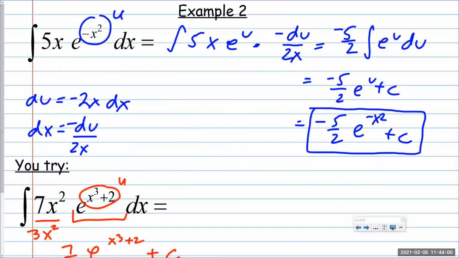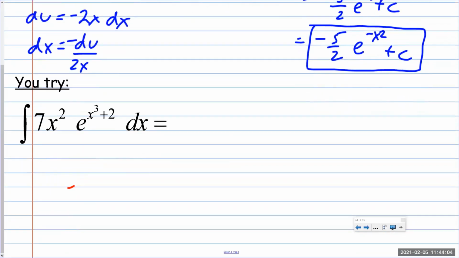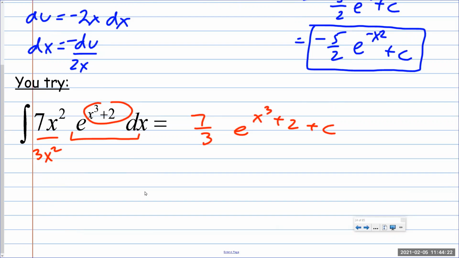This one down here. You guys can do this. The 7x squared one. Did you get 7/3 e to the x cubed plus 2 plus C? Did you get that? Nice. Okay, go to the one across from that.